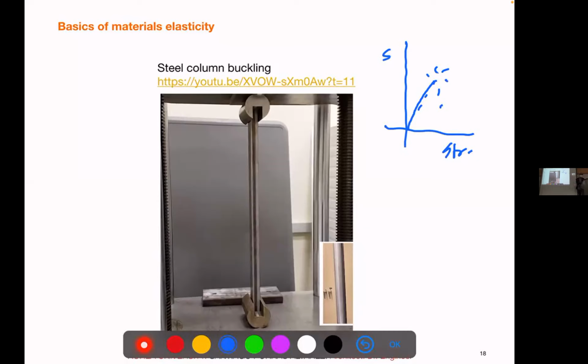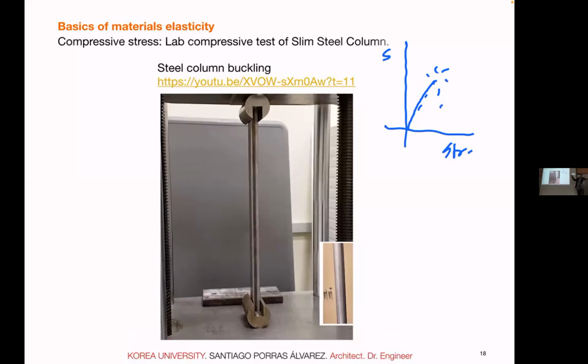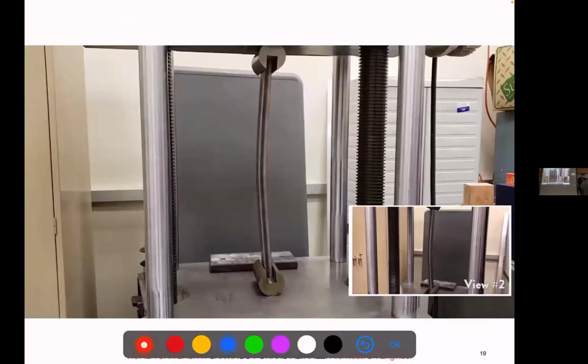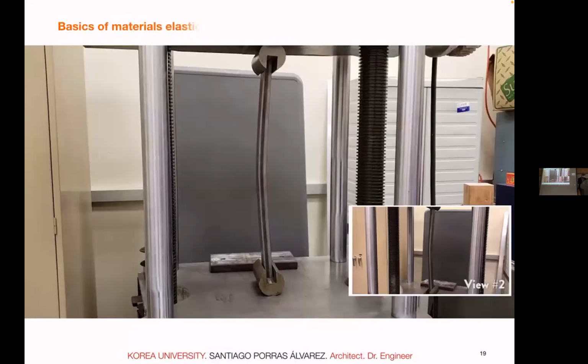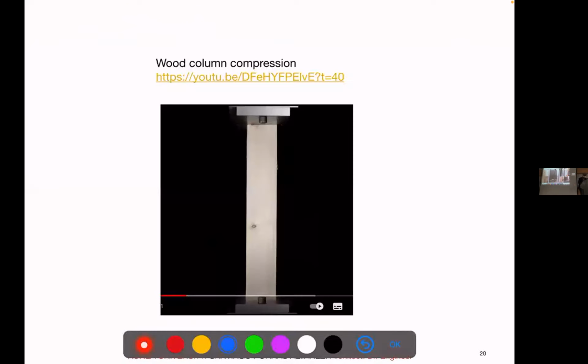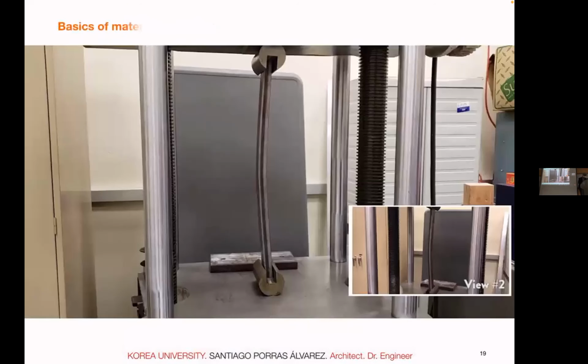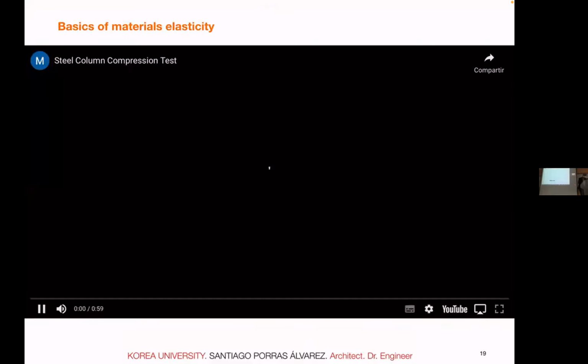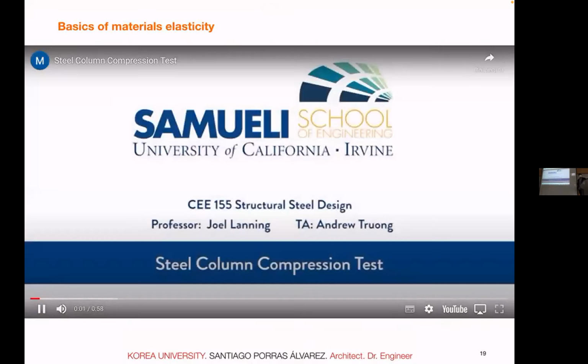By contrast, we have steel, right? And you see the setting is different. This is mimicking a double pinned thin steel column. Let me try. No, try again. I don't get the logic of this. Okay, it's working. This is only 1 minute.